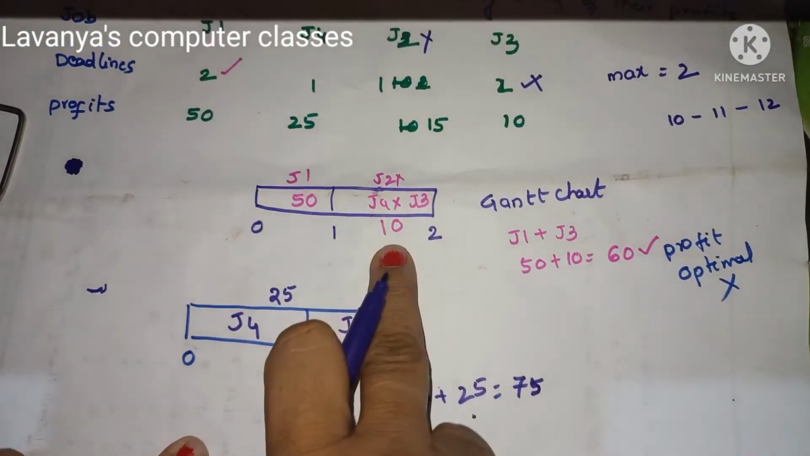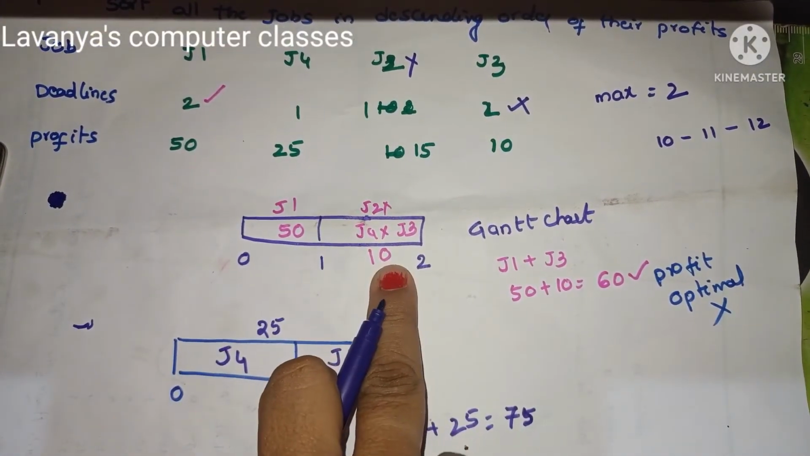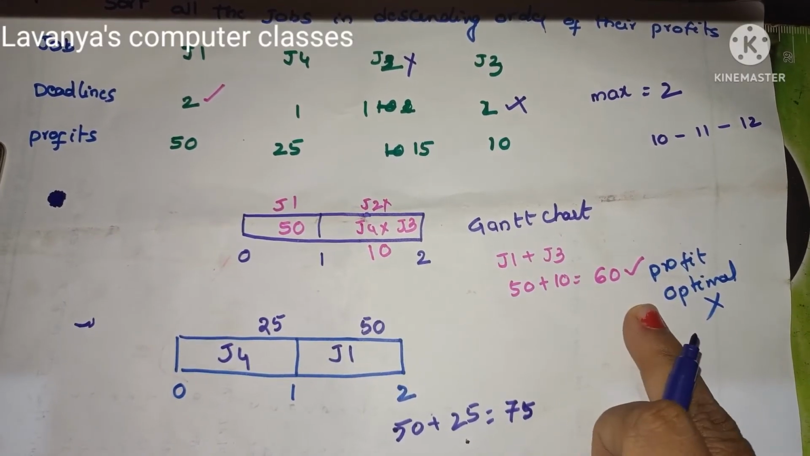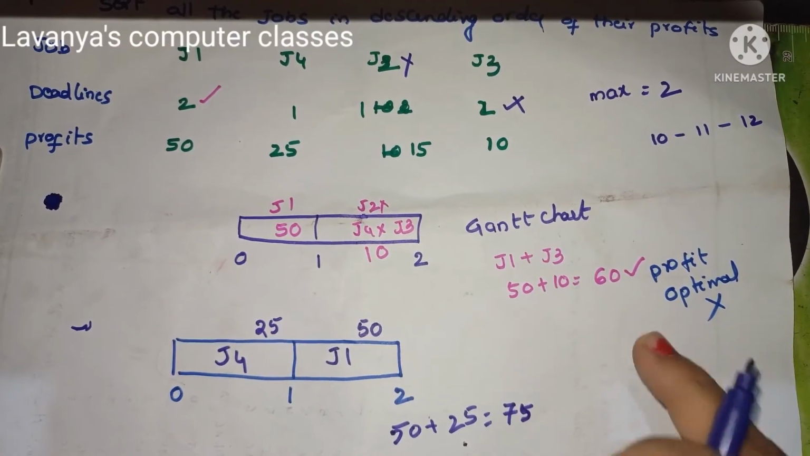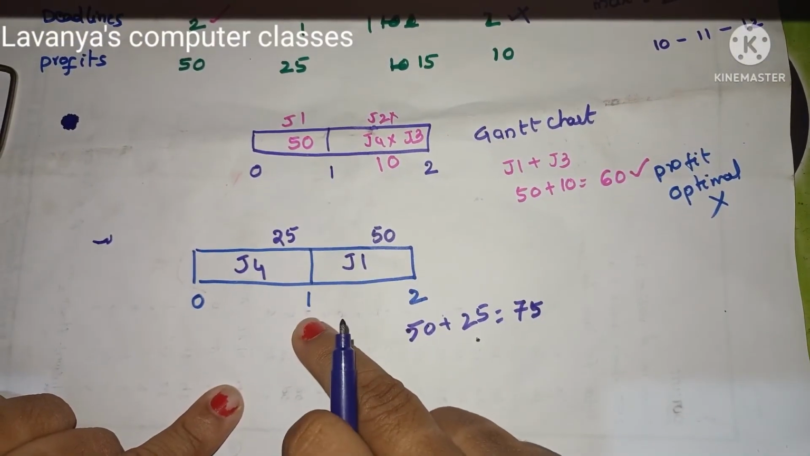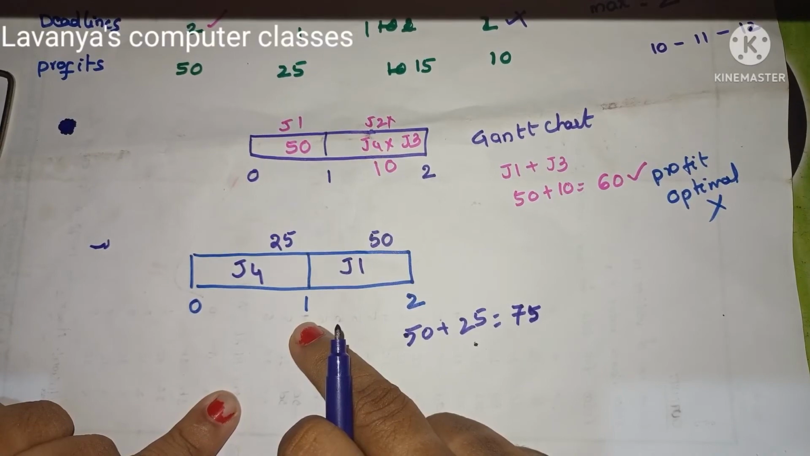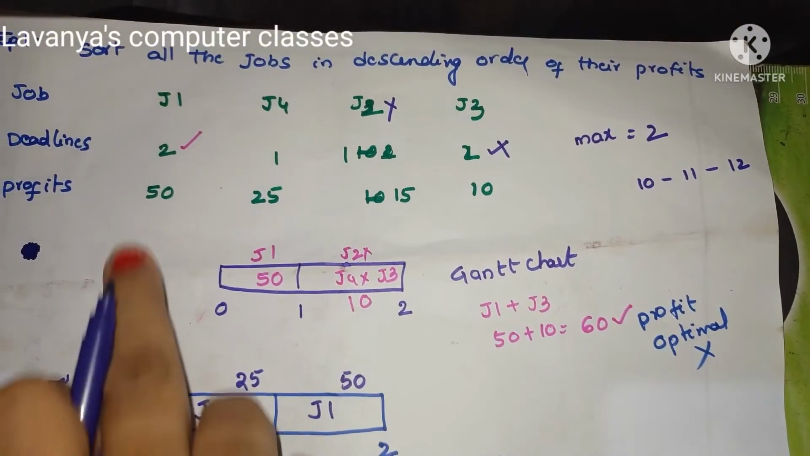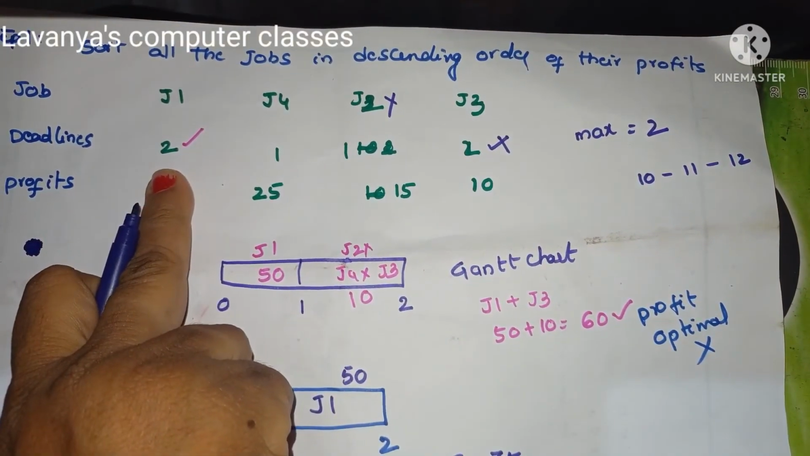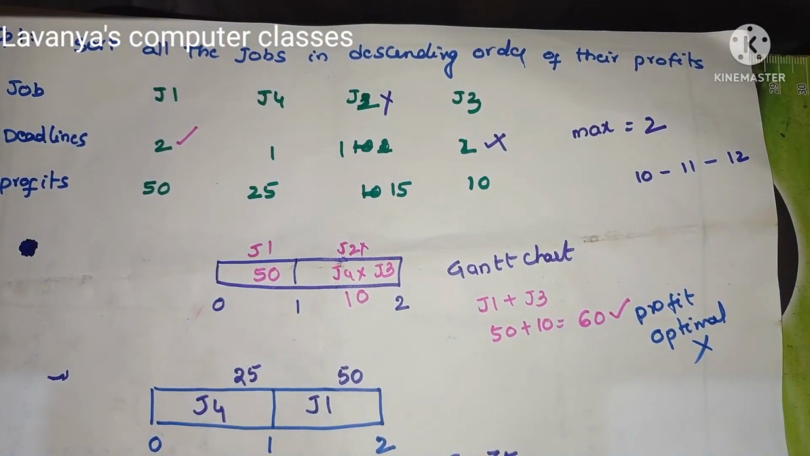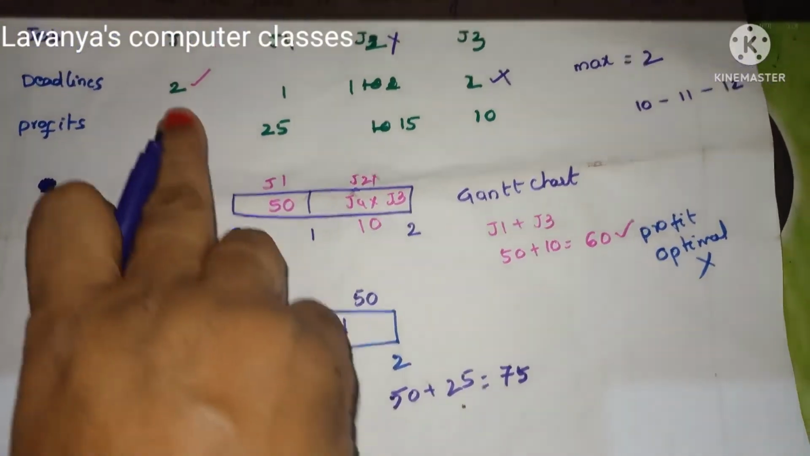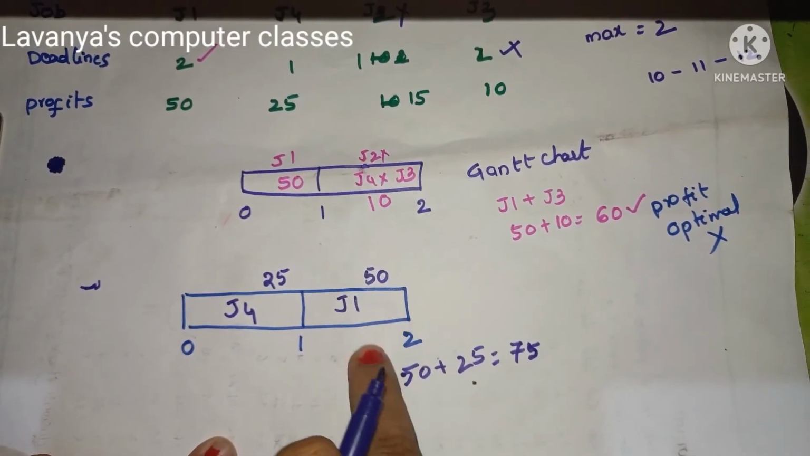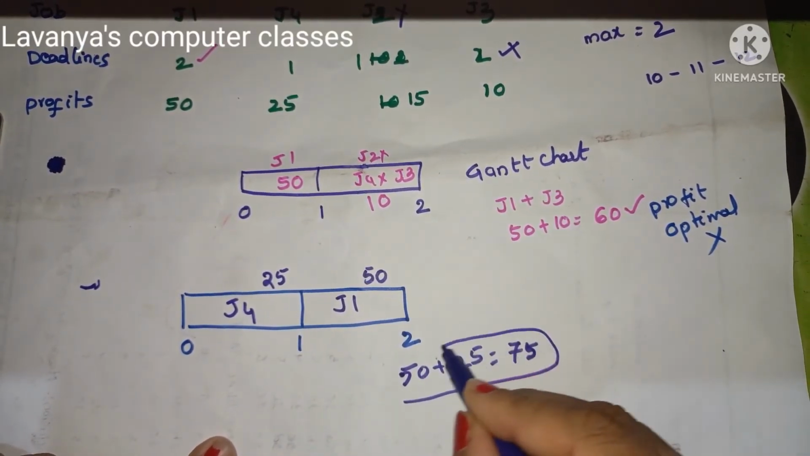So if you select the first way, J1 and J3, the highest profit is only 60. But that is not the best optimal solution. The greedy method is not explained like this. In job sequencing, select the jobs with the highest profits and within the deadlines. According to the greedy algorithm, if the highest deadline is there, keep it far from 0. That's why I did not select J1 in the first 1 hour slot; I selected the last 1 hour slot. If you select like this, we get the highest profit.